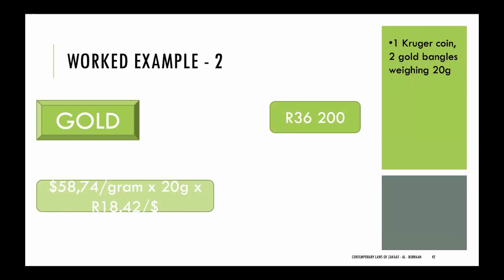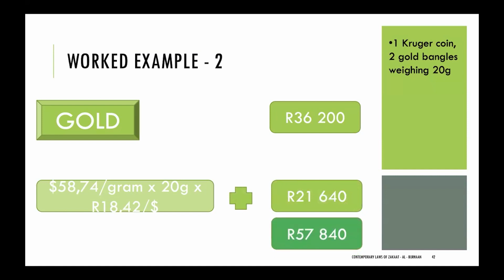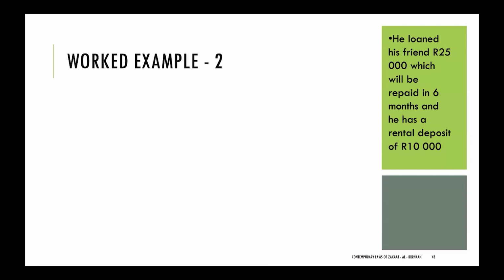How would he do that? He would multiply the 20 grams of gold by the dollar price of gold per gram on the 1st of Ramadan, assuming that's 58 dollars 74. And he would then translate that into rands at 18 rand 42 per dollar, which gives him a gold value of 21,640 rands and a total jewelry or gold value of 57,840 rands. Now, he's loaned his friend 25,000 rands, and he's also got a rental deposit of 10,000 rands.